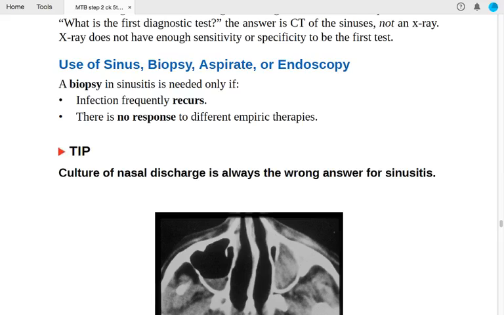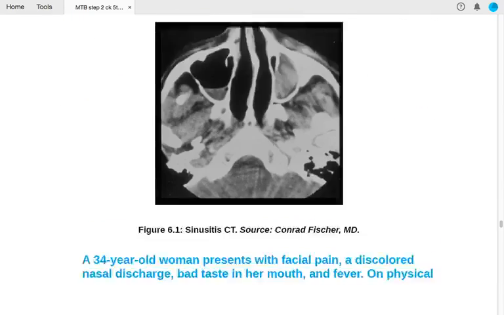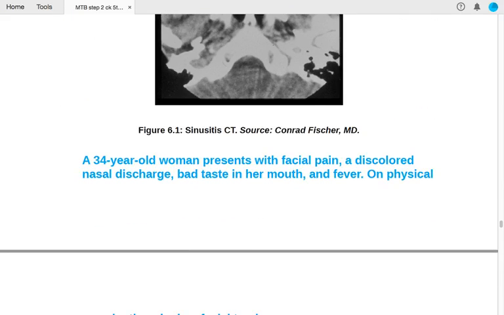We'll never go for the culture, especially in the case of sinusitis, right? We'll never go for the culture. It's always better to start antibiotic, but if you see that we have to go for the diagnostic testing, then we'll go for the CT, right? Or the most accurate one is of course the biopsy and aspirate.